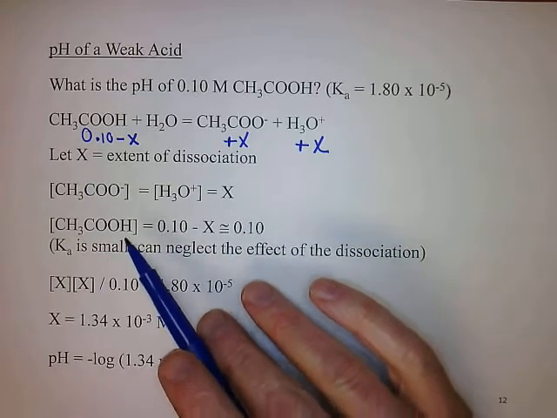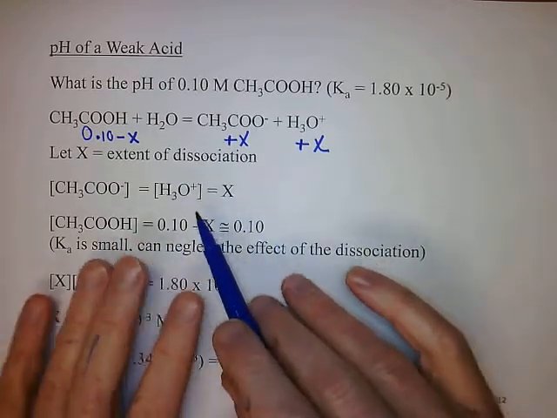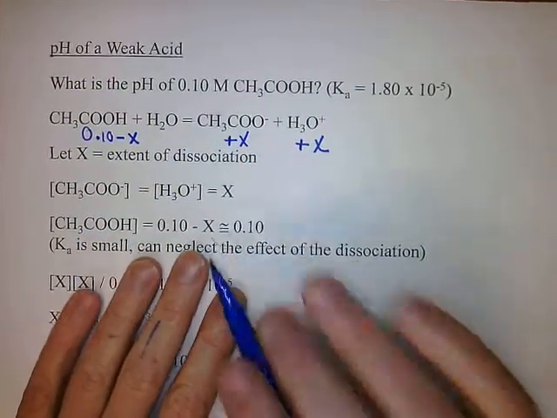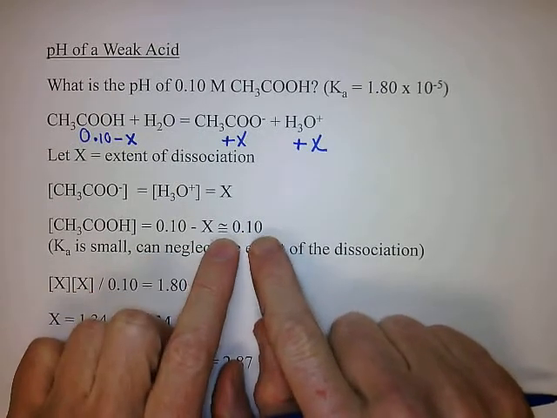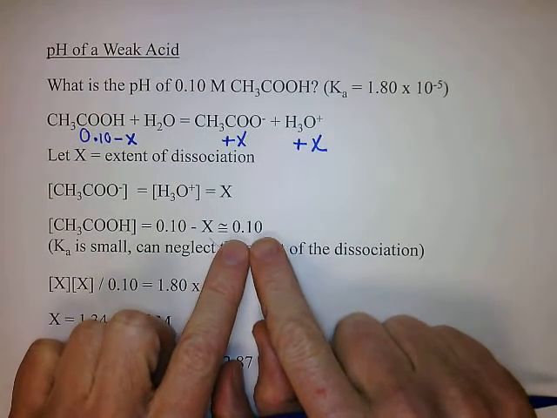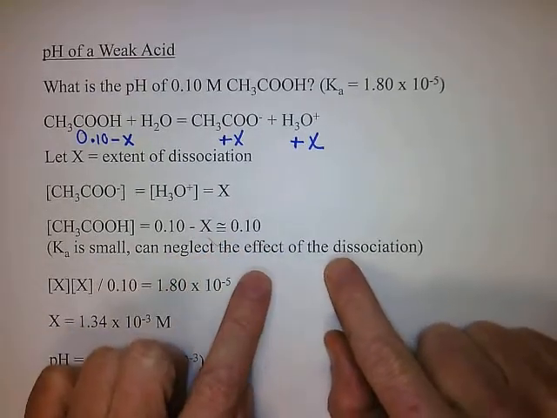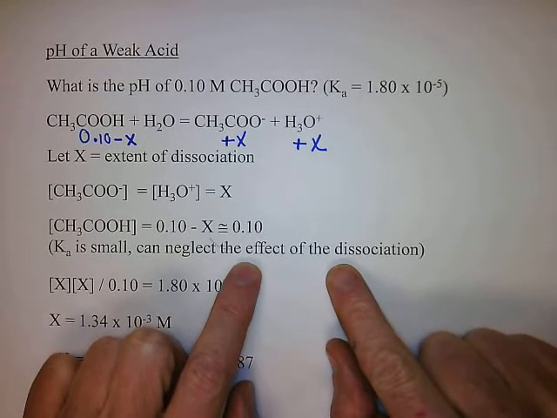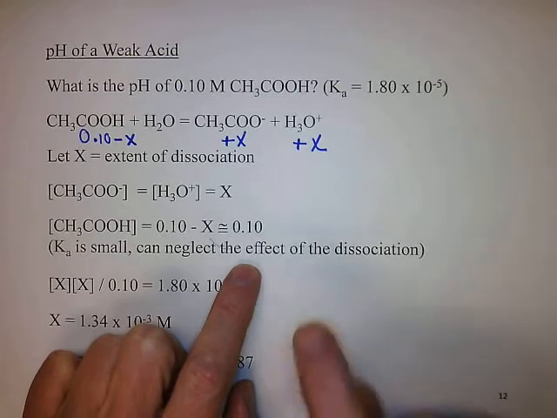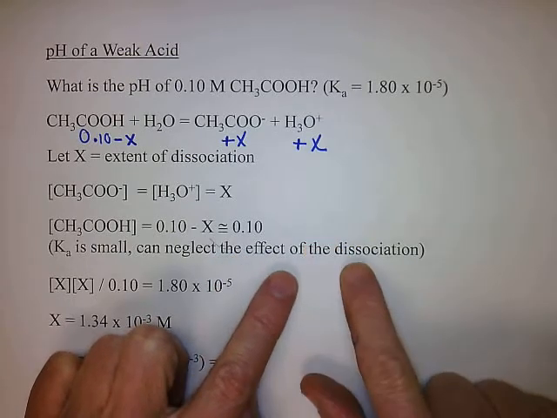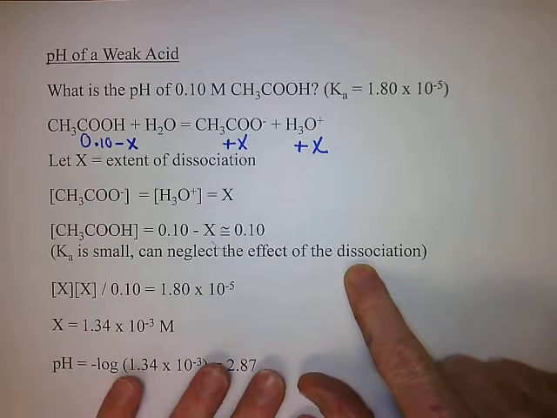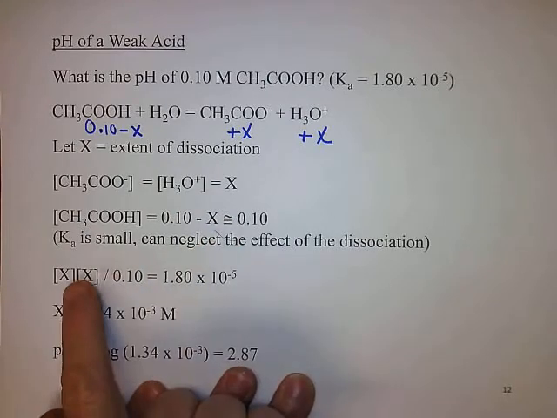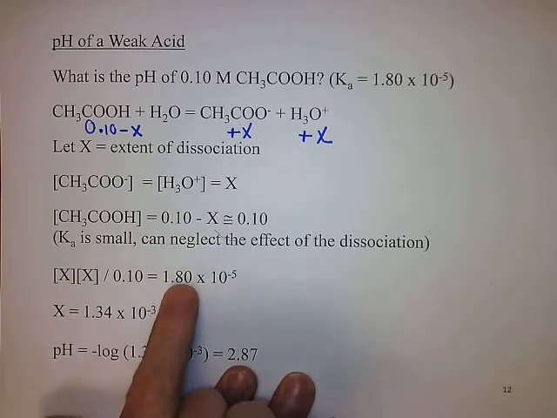And what we're going to do is, the concentration of the acetic acid would be 0.1 minus X, but we're going to assume that that's approximately equal to 0.1. In other words, we can neglect the effect of the dissociation. If you remember when we talked about equilibrium calculations, this was one of the cases we talked about, where if you have a small K, you can basically neglect the effect of the dissociation. So instead of X squared over 0.1 minus X, it's simply X squared over 0.1, right?